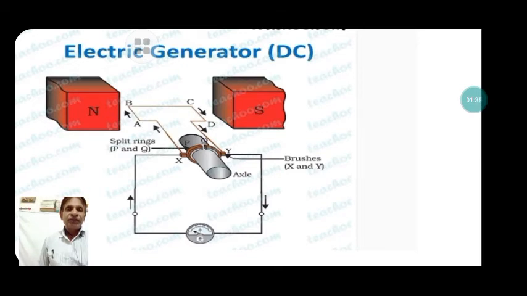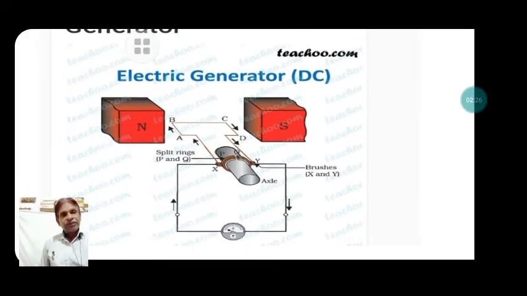The coil is perpendicular to the magnetic field NS. End A of the coil is connected to the split ring P1, and D is connected to Q. Here X and Y are the stationary carbon brushes, which constantly touch the split ring. More discussion is given in the next slide.